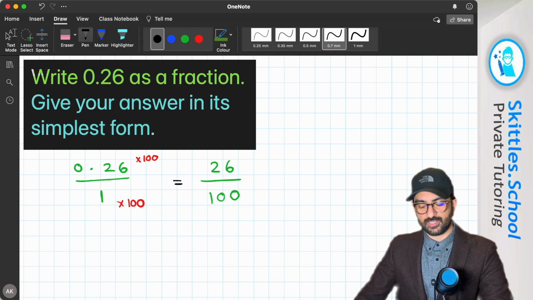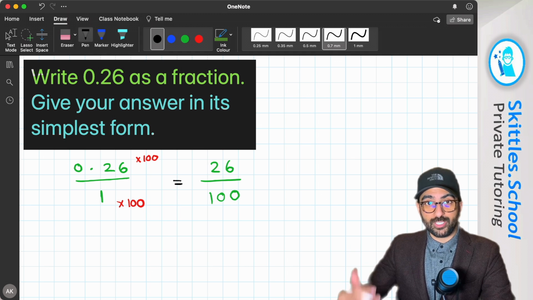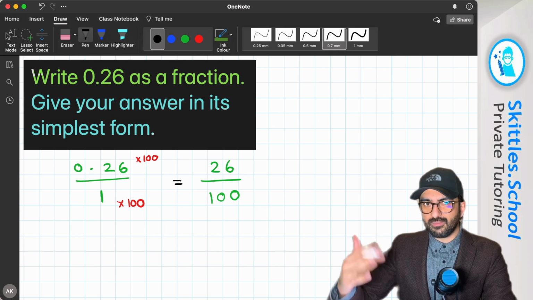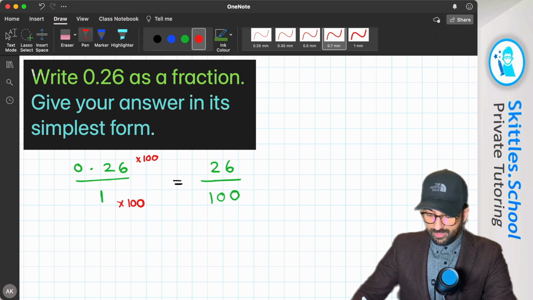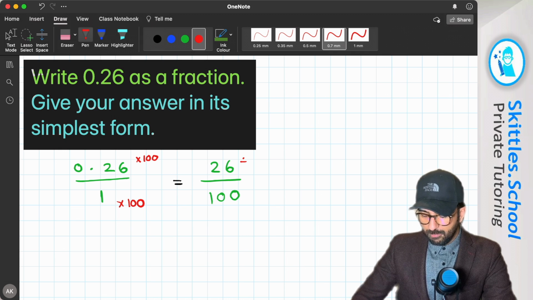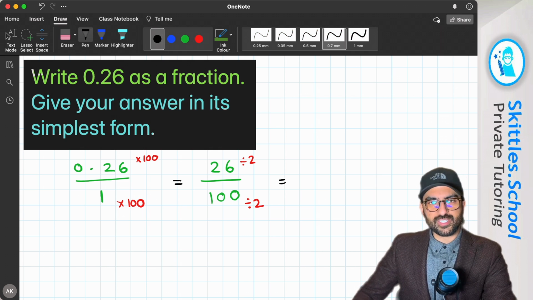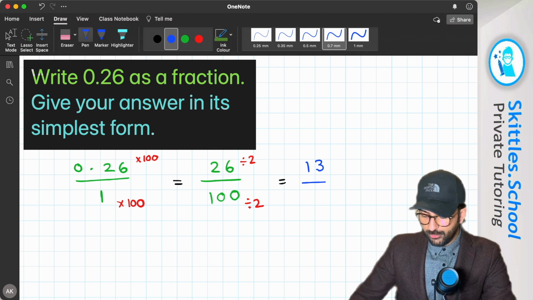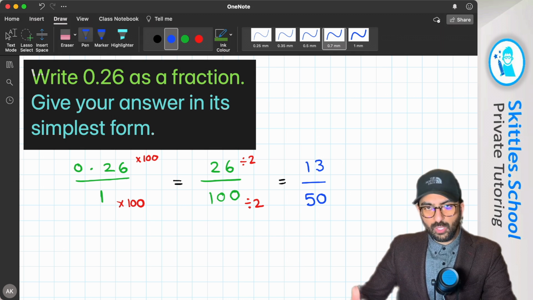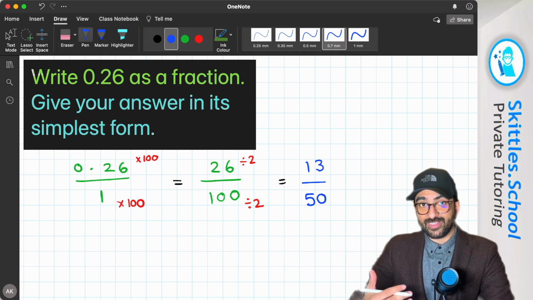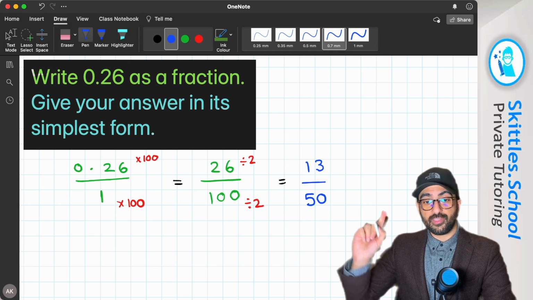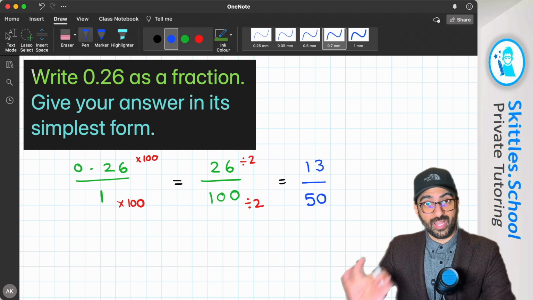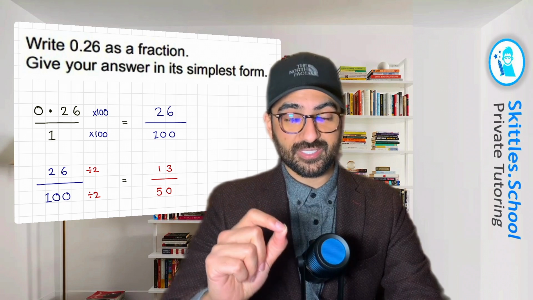So we're going to simplify this. We're going to use the same principle that whatever we do to the numerator, we must do the same to the denominator. So we're going to find a number that they both divide by. In this case, because they're both even numbers, we can divide them both by 2. So 26 divided by 2 is 13. And 100 divided by 2 is 50. And then we check, can we divide it again? In this case, we can't. So that 13 over 50 is in its simplest form, and that's the answer. And that is all it takes.